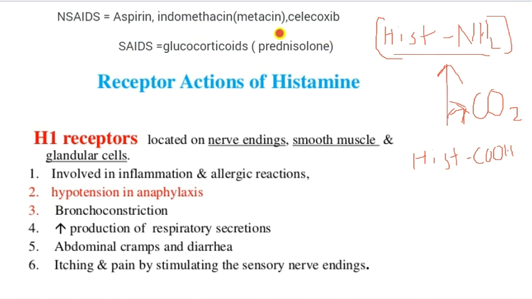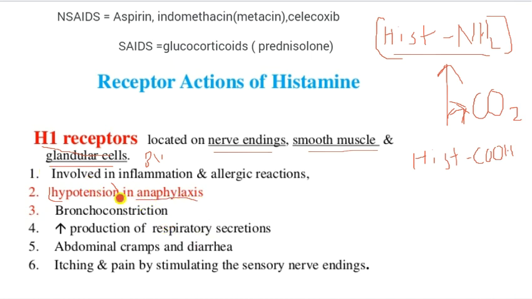Now the receptor actions of histamine. H1 receptors are located in the nerve endings, smooth muscle, glandular cells, and also blood vessels. It dilates the blood vessels. When histamine acts on the H1 receptor in the blood vessel, it leads to dilation of the blood vessel, leads to hypotension, and leads to anaphylaxis.